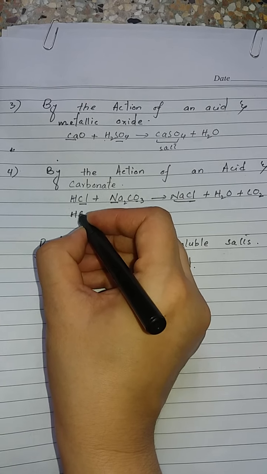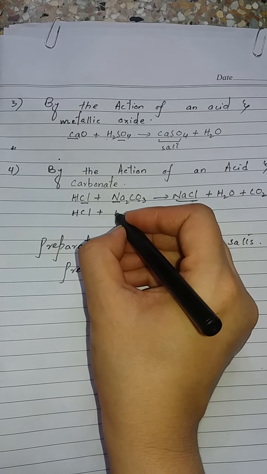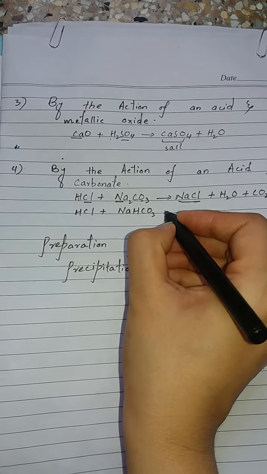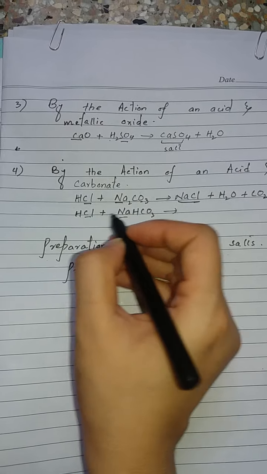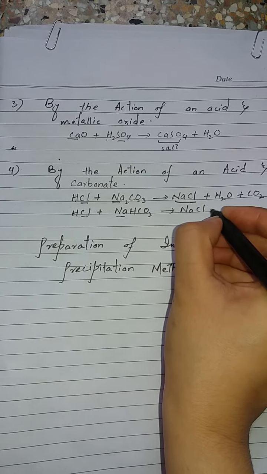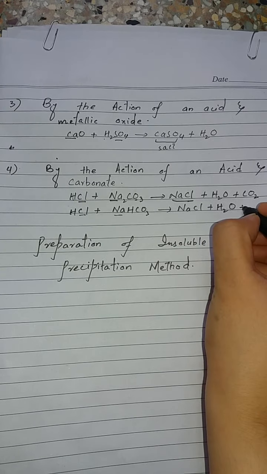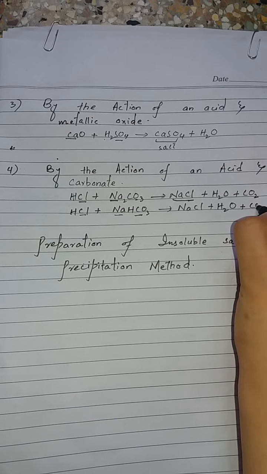Similarly, salt is also formed by the action of acid on bicarbonate such as NaHCO3. Here Na reacts with Cl and forms NaCl. Similarly, here water is also produced. Similarly, here carbon dioxide gas is also formed.